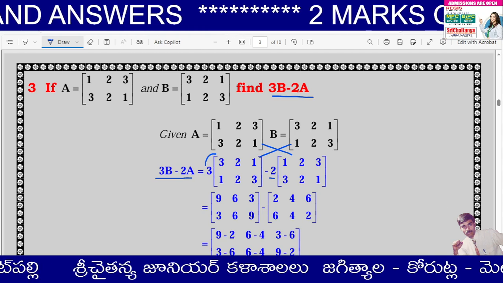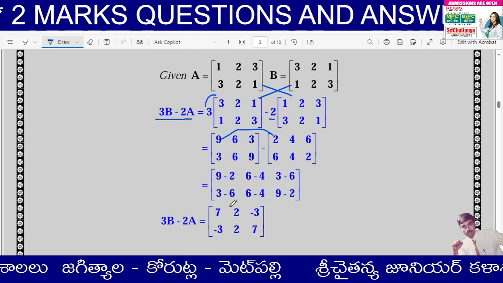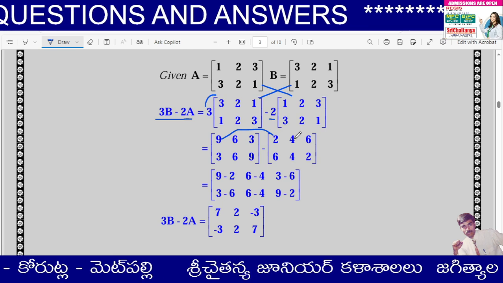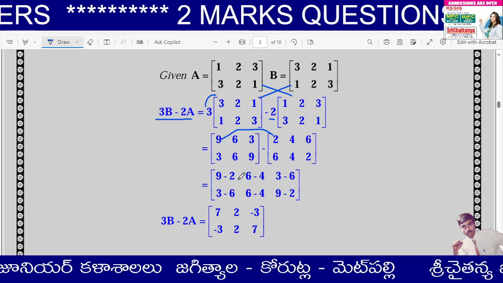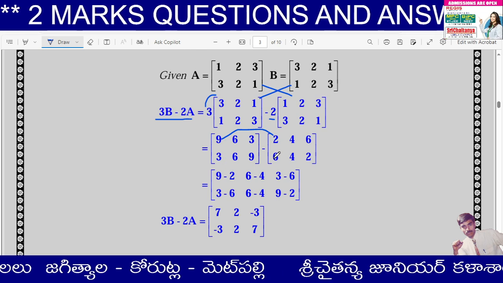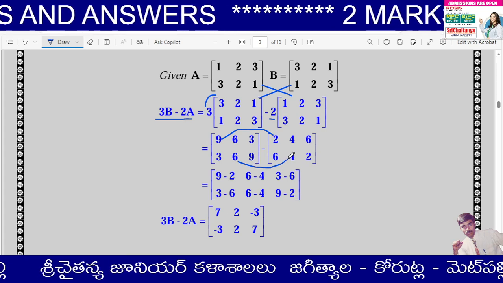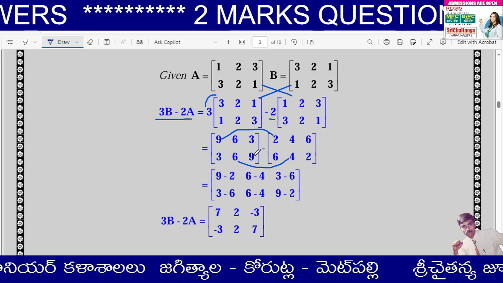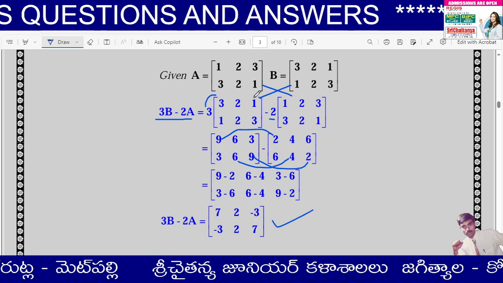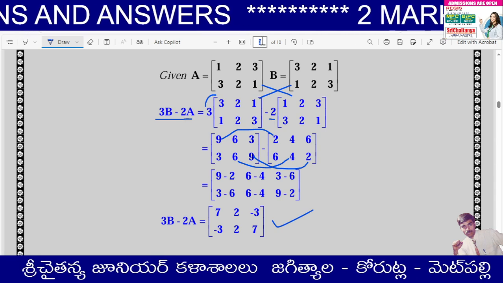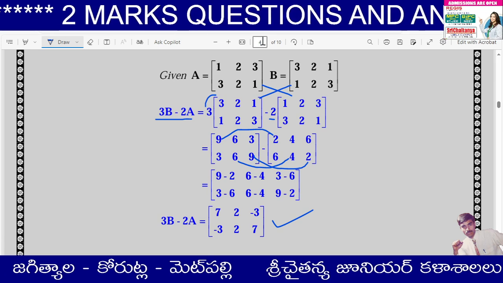Now subtract. First element 9 minus 2 equal to 7. 6 minus 4 is equal to 2. 3 minus 6 is equal to minus 3. 3 minus 6 is equal to minus 3. 6 minus 4 is equal to 2. 9 minus 2 is equal to 7. Now third question answer is 7 2 minus 3, minus 3 2 7.